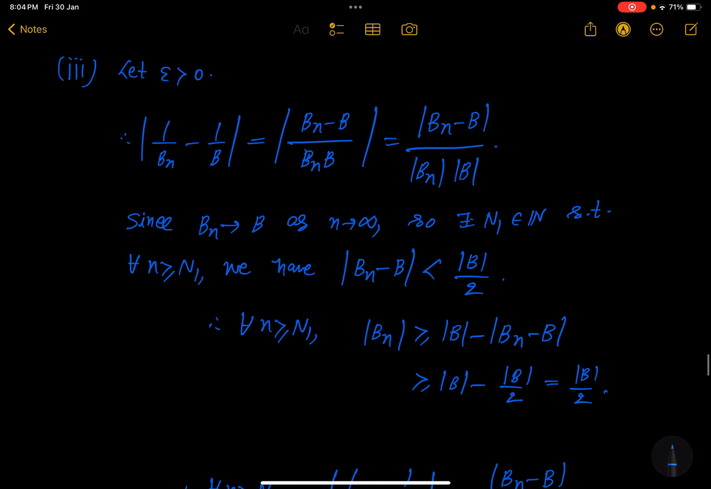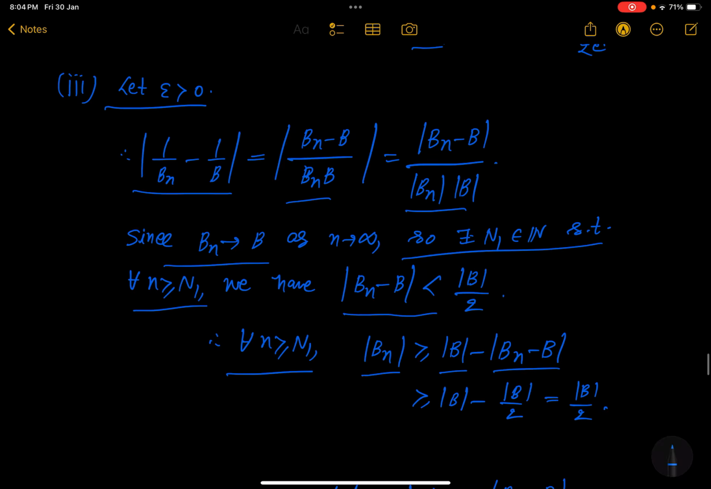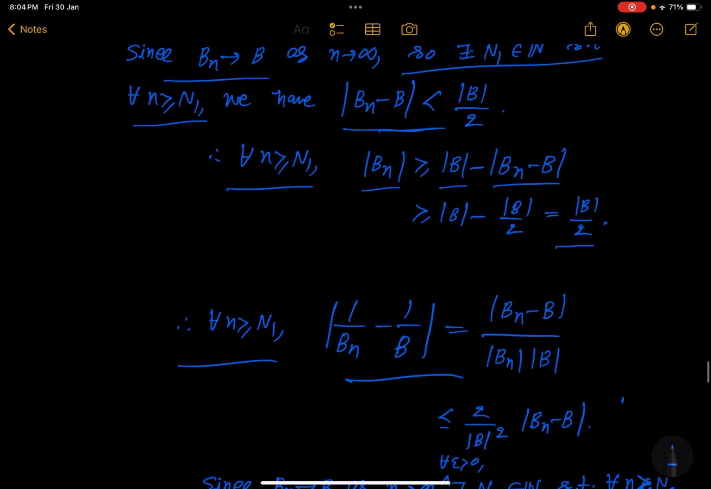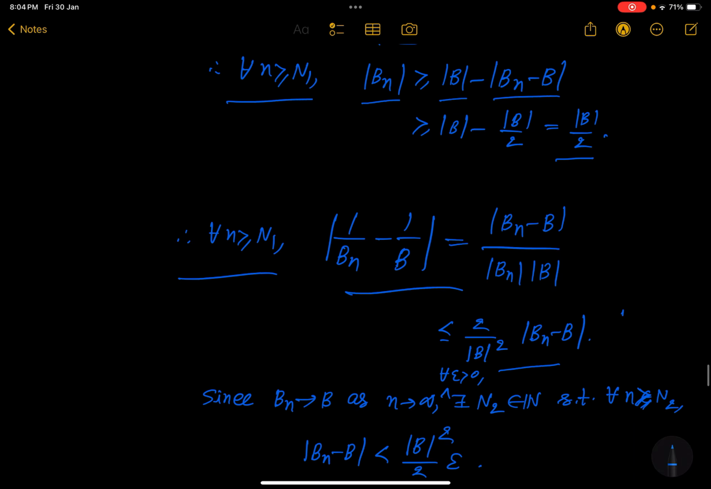The third one is about the quotient. Let epsilon be positive. Now consider this difference, which is this, which is this. Now since b_n goes to b as n goes to infinity, there exists a natural number n1 such that for every n bigger than or equal to n1, we have this is less than |b|/2. Since b is non-zero, this is strictly positive, right? So we can choose epsilon to be this. So we have |b_n| is bigger than or equal to |b| minus this, which is the reverse triangle inequality, and you can use this to get this, right? So for every such n we have this, and |b_n| is bigger than |b|/2, so 2 by |b|^2 times |b_n - b|.